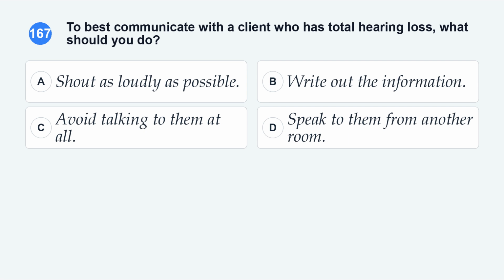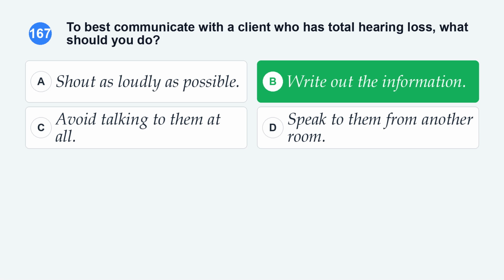Question 167. To best communicate with a client who has total hearing loss, what should you do? Option A. Shout as loudly as possible. Option B. Write out the information. Option C. Avoid talking to them at all. Option D. Speak to them from another room.